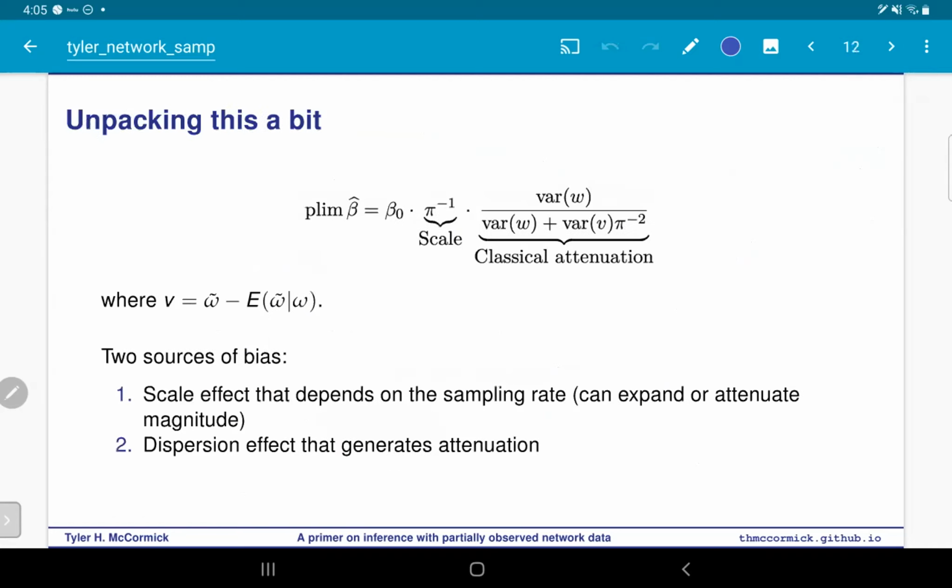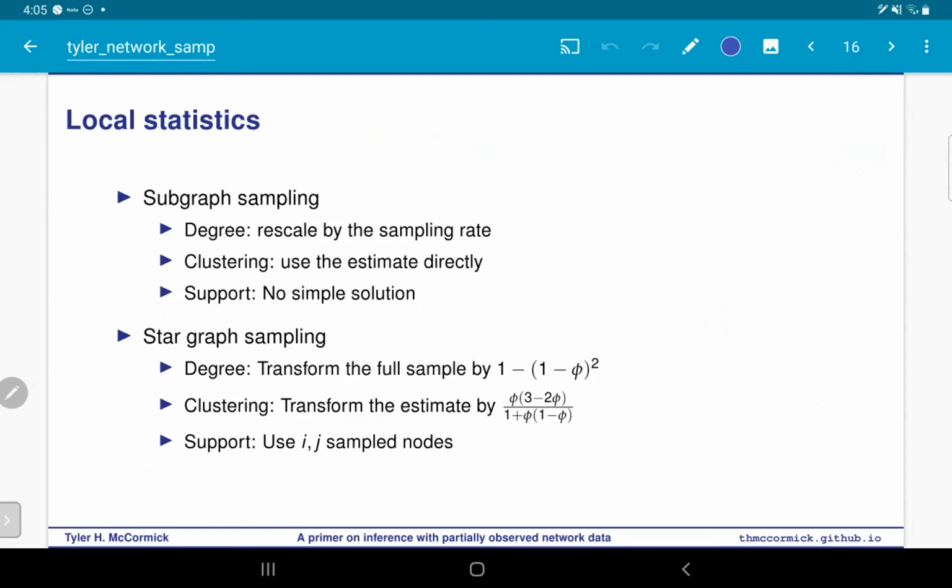Now moving to the star subgraph, you do need to do a minor correction on the degree, which again makes sense given the design, right? Because you are observing the edges amongst people who are sampled, but you still are missing some of those potential edges that individuals might have. So there is a correction with that. Same thing for clustering, a correction that depends on the sampling rate.